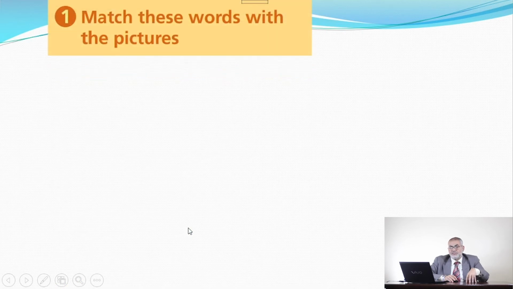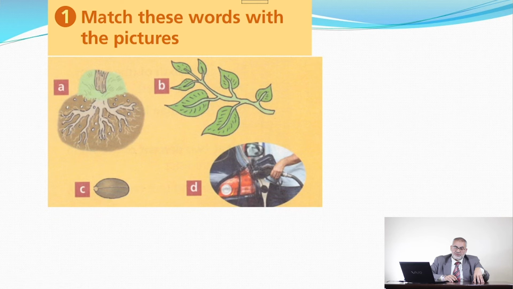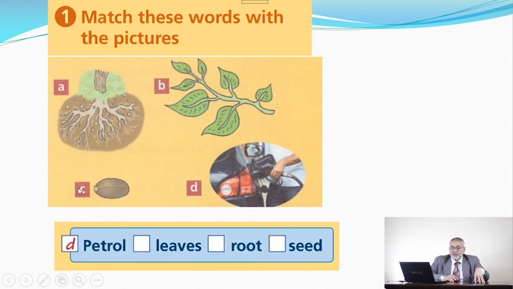The first exercise: match these words with the pictures. The pictures in front of me and these words. Number D is petrol. Leaves, B. Root, A. Seed, C.